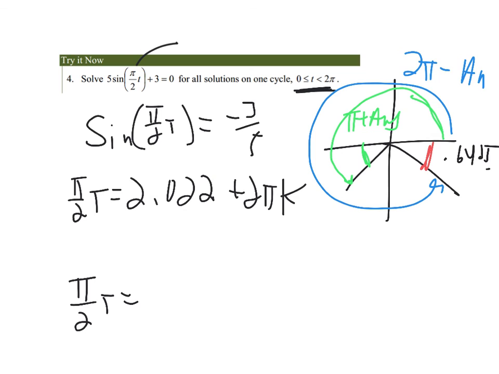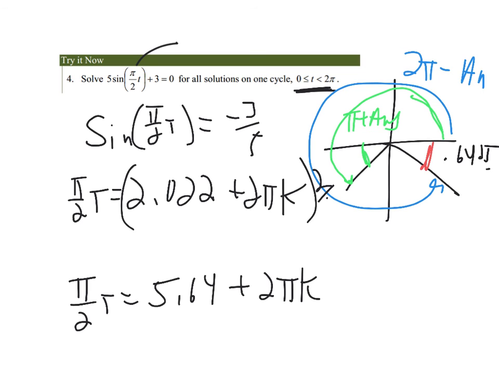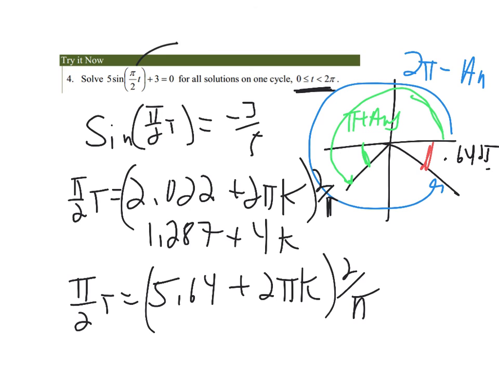So 6.28 minus, actually, let me do this. So 5.6, I'll go with 5.6 since we're not trying to keep a computer happy, plus 2 pi k. So then I'm going to divide everything by pi over 2, or I'm going to multiply everything by 2 over pi, right? So what I'm going to do for the decimal portion, I'm just going to grab that number and multiply it by 2 and divide it by pi. I'm getting 1.287 plus 4k, right? Because the pi's cancel out, and 2 times 2 is 4.